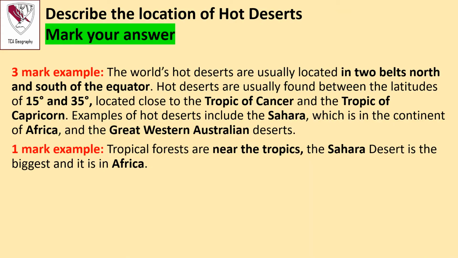So, a 3-mark example is here. The world's hot deserts are usually located in 2 belts north and south of the equator. Hot deserts are usually found between the latitudes of 13 to 35 degrees, close to the Tropic of Cancer and the Tropic of Capricorn. Examples of hot deserts include the Sahara, which is in the continent of Africa, and the Great Western Australian deserts. Now, usually we would try to put in there an exception to the rule. For a 1-mark example, you see it's not incorrect, but it is lacking in detail.